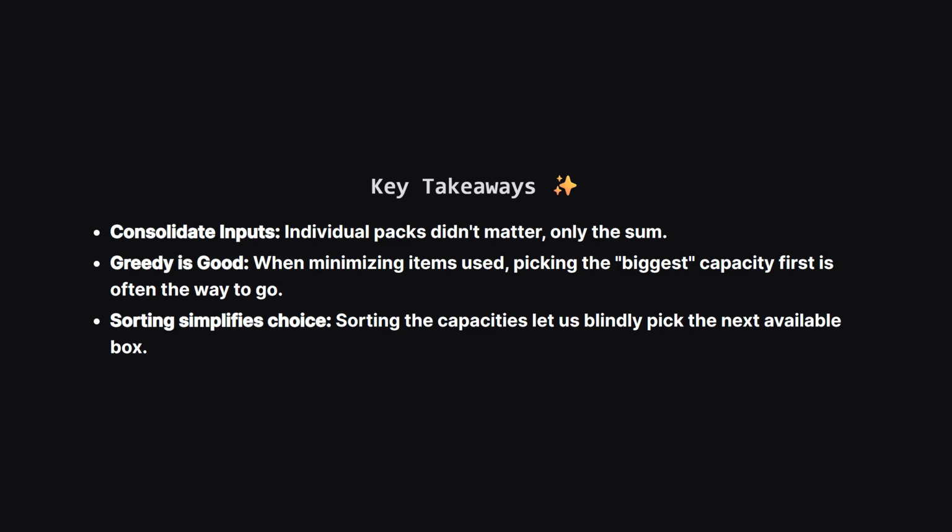So, let's wrap it up. What did we learn? First, always check if you can simplify the input. Realizing we could just sum the apples made this problem much easier. Second, this was a classic example of a greedy algorithm, making the best choice right now to get the best result overall. And finally, sorting is a powerful tool to enable that greedy strategy.